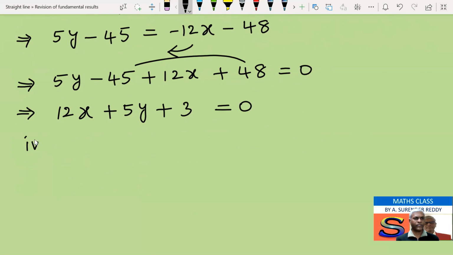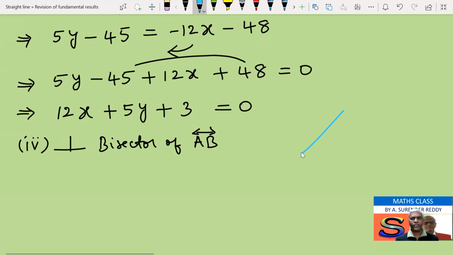And the next one, the perpendicular bisector of AB. AB లంబ సమద్వికర్ణన రేఖను కనుక్కోవాలి. So this is the triangle A, B, C, where A value is (10, 4) and B value is (-4, 9).